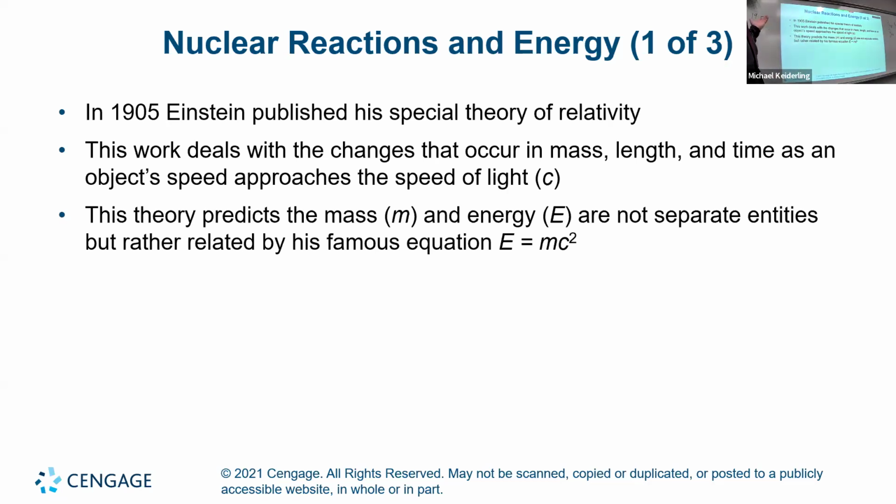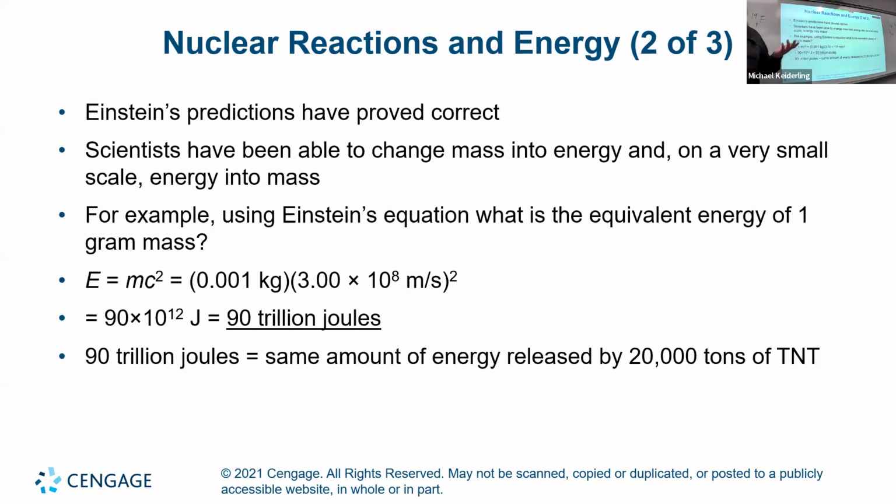And it turns out nuclear reactions are one of the ways you can see this. Einstein's predictions are proved correct today. We're able to change mass into energy and, on a very small scale, energy into mass. So the equivalent energy of 1 gram of mass is about 90 trillion joules. That's the same amount of energy released by 20,000 tons of TNT.